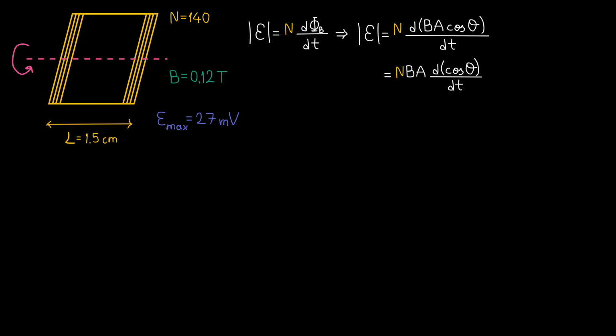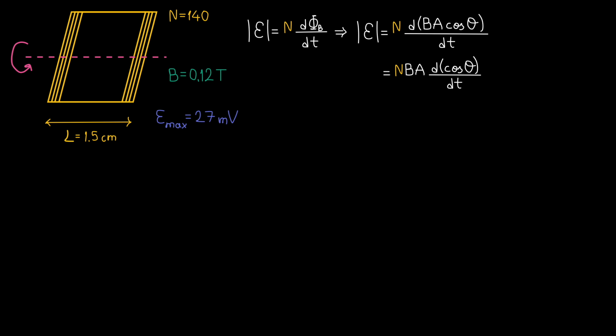Now, as the coil rotates, theta changes. So the quantity that changes with time here is cosine theta. So we can pull B and A outside of the derivative term. So what is this equal to? It's equal to N times B times A times the time derivative of cosine theta.